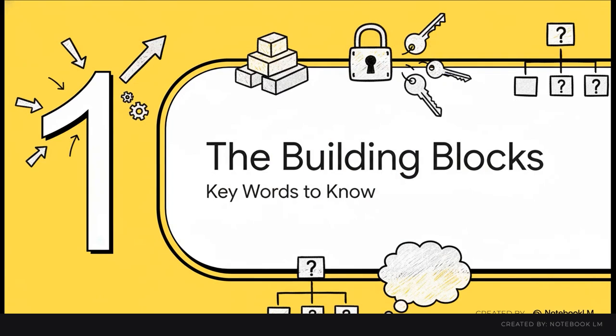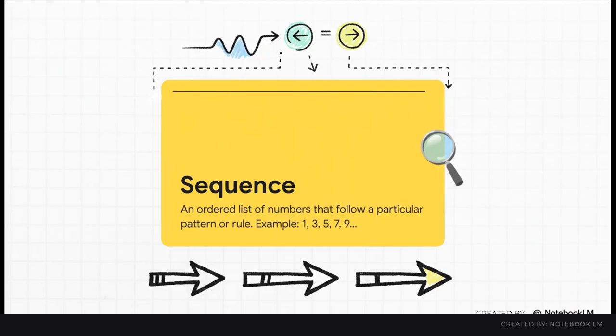Okay, first things first. Before we can become masters of AP, we need to get familiar with a few keywords. Think of these as the essential building blocks, the foundation for everything else we're about to learn. Word number 1 is sequence. Now, it's basically just a list of numbers, but there are two very important things to remember. First, it's an ordered list. The position matters. And second, it has to follow a specific rule. It's not just a random jumble.